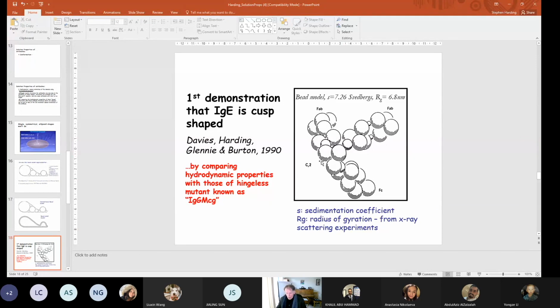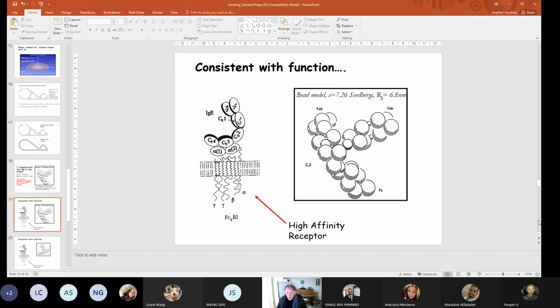IgE. Because it doesn't have a hinge region, they were able to get the crystal structure of the IgE molecule out. And this confirmed the structure that we got 10, 15 years earlier using hydrodynamics and this bead modeling approach. And this agrees very nicely with the functional shape of the molecule.